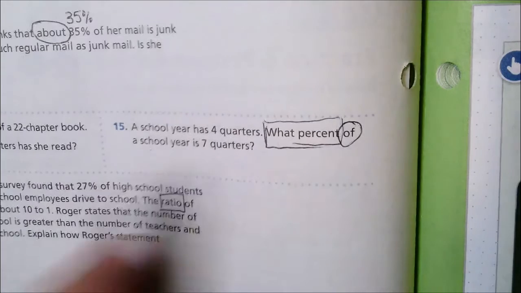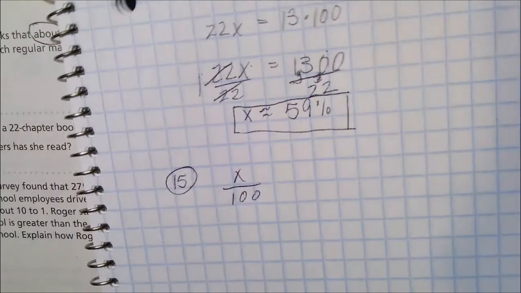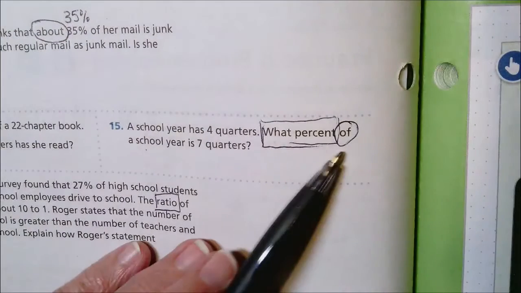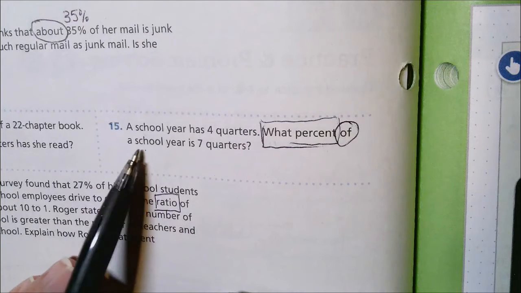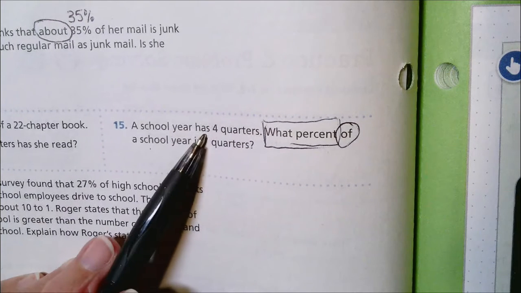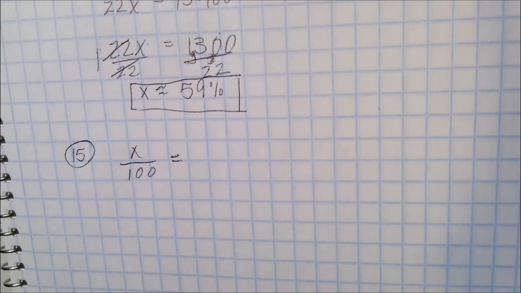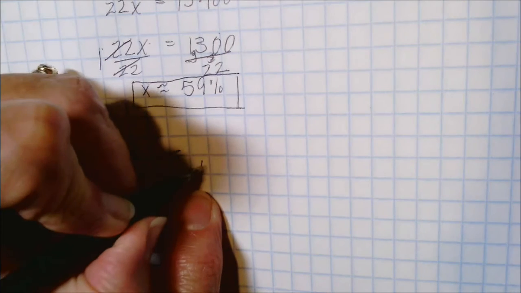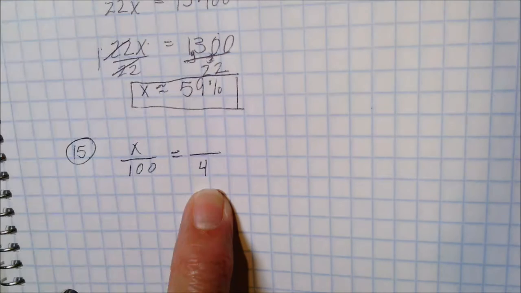So what percent is going to be x over 100 and of a school year? Of a school year. The school year is 4 quarters. And it said of a school year. That indicator of means that is your whole. So we're going to put the 4 quarters down here and the 7 quarters up here.